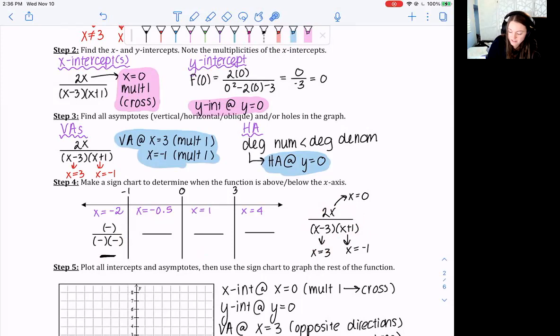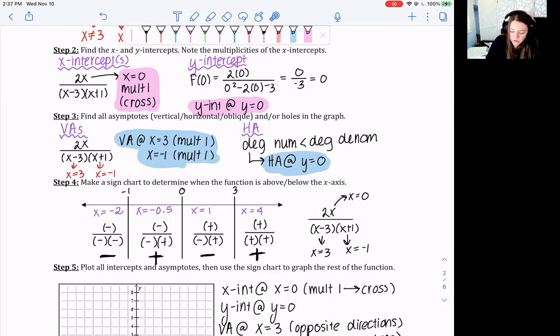So taking our test value -0.5, plugging it into each of our factors, we get a negative in the numerator. -0.5 minus 3 is negative, and -0.5 plus 1 is positive 0.5, so it's positive. 2 negatives make a positive. 1 in the numerator is a positive. 1 minus 3 is a negative. 1 plus 1 is positive. 1 negative makes a negative. 4 in the numerator gives us a positive. 4 minus 3 is positive. 4 plus 1 is positive. All positives make a positive.